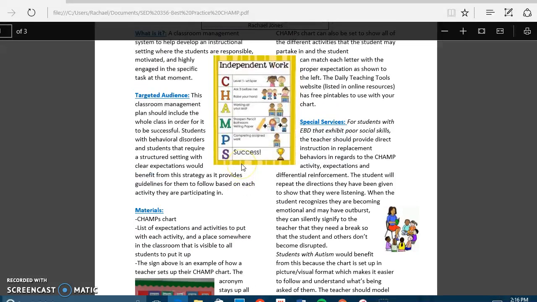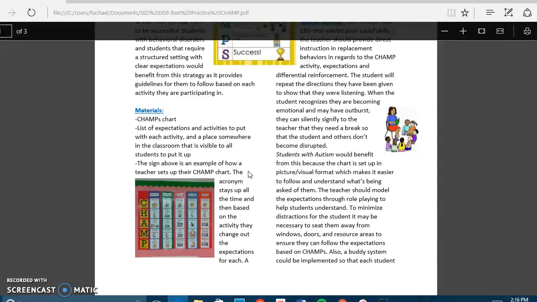The sign above, this one right here, the teachers set up their CHAMPS chart in a way where the acronym stays up at all times, and then the expectation changes out based upon the activity that they are going through at that time. This chart down here though, they have all the activities and expectations set up together, so the student can find the activity, then look at the expectation, and go down from there.